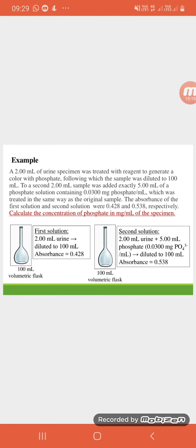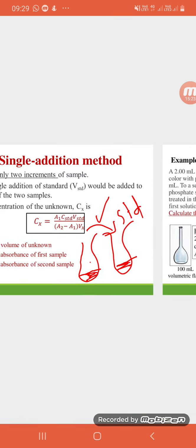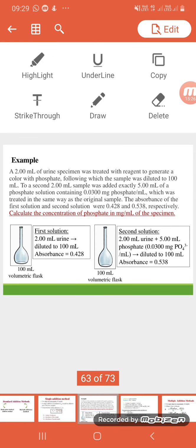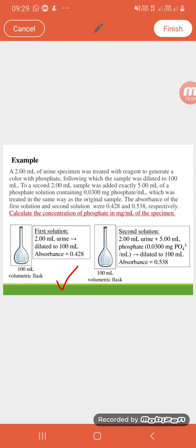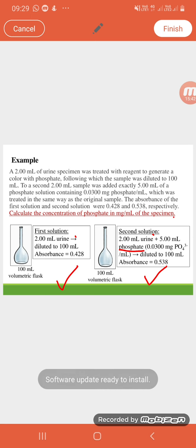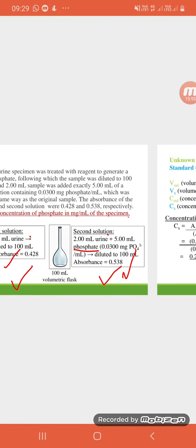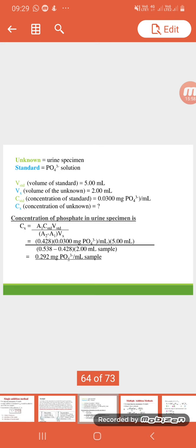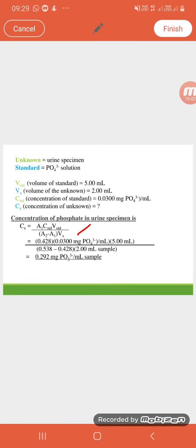Okay, so this is the example of the standard addition method with single addition. In the first volumetric flask, we have 2 ml of urine sample. The second solution also has 2 ml of urine sample, but for the second solution, we'll add 5 ml of phosphate, which is the standard. So we take the measurement of the absorbance for the first solution and second solution, and then we put them into this equation, and you'll get the Cx, or the concentration of the unknown.